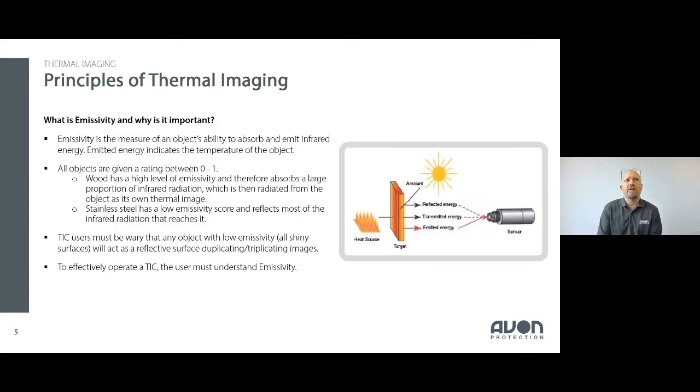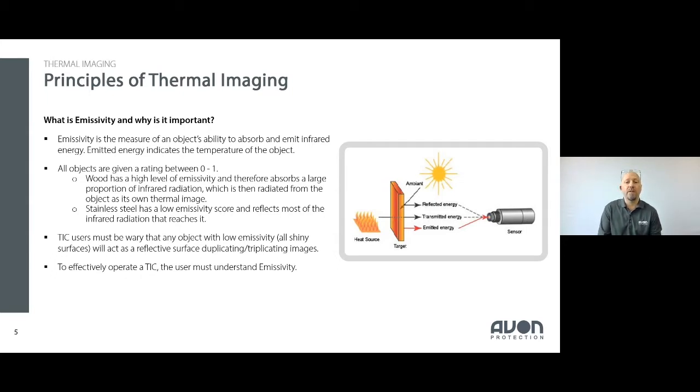Moving on from the previous slide, I want to talk about what emissivity is and why it's important. Basically, emissivity is a measure of a material's ability to emit infrared energy, and traditionally it's a measure from 0 to 1. If we take something like wood, wood has a high level of emissivity, 0.9.